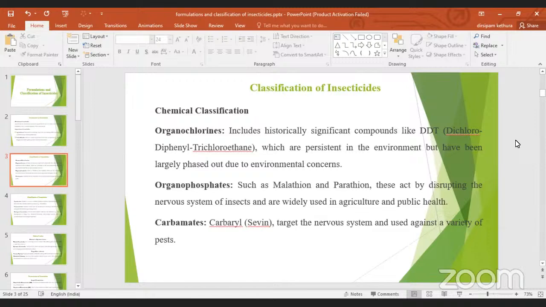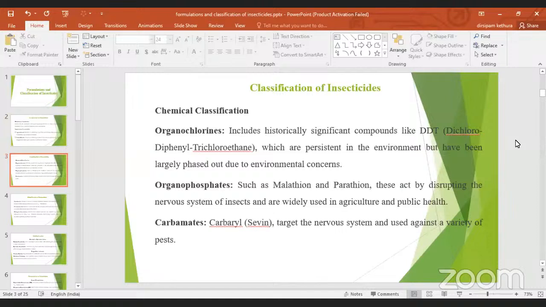Today, in this class, we are going to talk about the overview of the fundamentals of insecticide toxicology. So, don't feel bored and try to understand what we are learning today, so that we are going to study all these things in detail in our future classes. Okay, so this is about the organochlorines, and the second one is organophosphates.